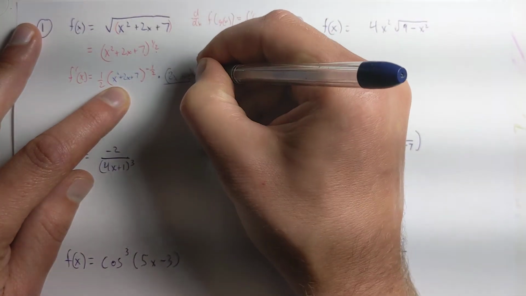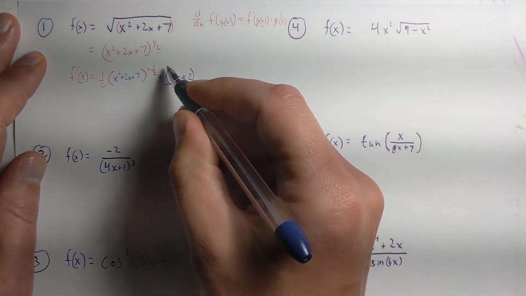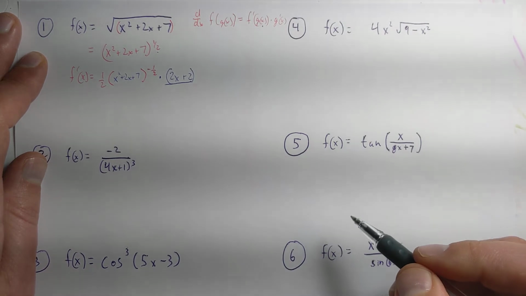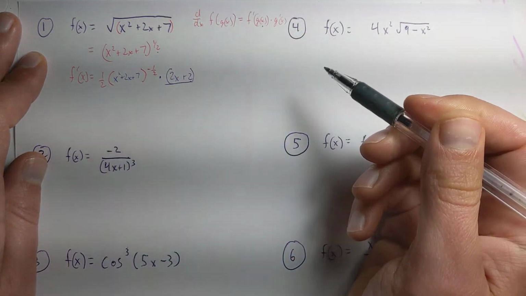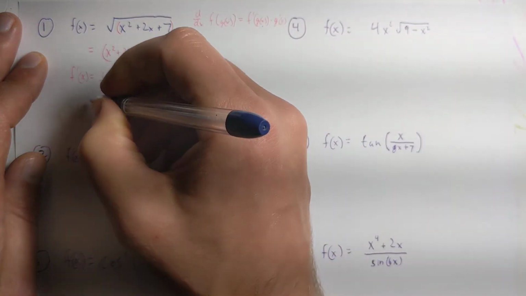Now, please be careful. Make sure you put this in parentheses because we're multiplying 2x plus 2 times this whole thing, not just times 2x. So be careful with that. But that is my answer. Could I simplify this? Absolutely. If it makes you happy, we can do that.